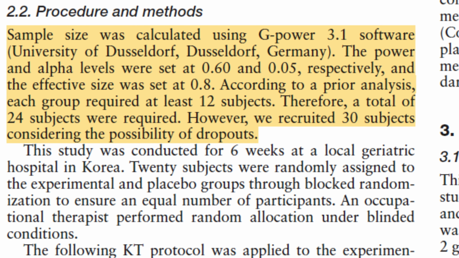On page 2, the authors report calculating an appropriate sample size prior to recruitment, which is best practice. They set power levels at 0.6, their alpha significance level was set at 0.05, and the effect size at 0.8. They added these values into G-Power 3.1 software, which calculated that they needed to recruit at least 12 participants per group, and we know from previous questions that they over-recruited with 15 participants in each group.